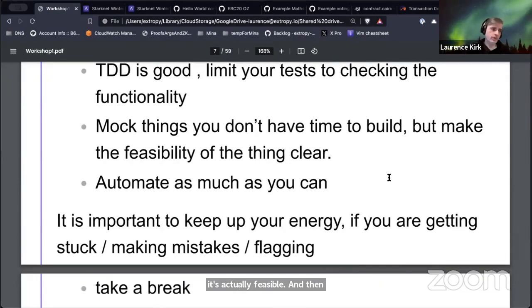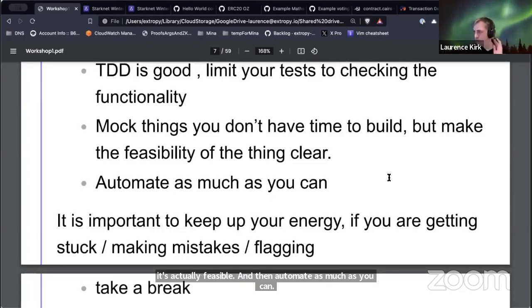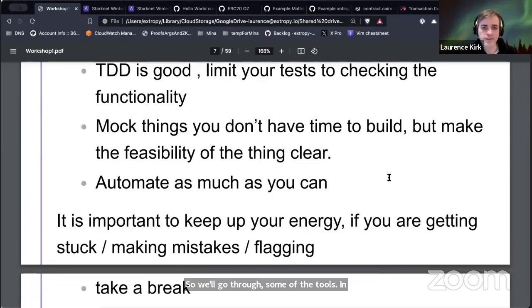And then automate as much as you can. So we'll go through some of the tools in a second, and you can see how these will help you automate the whole process as well.